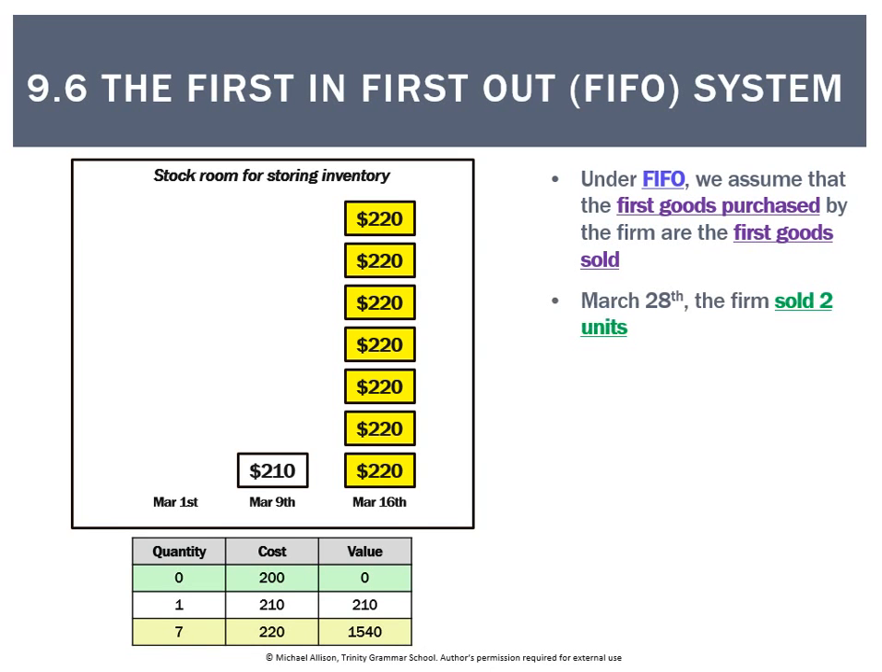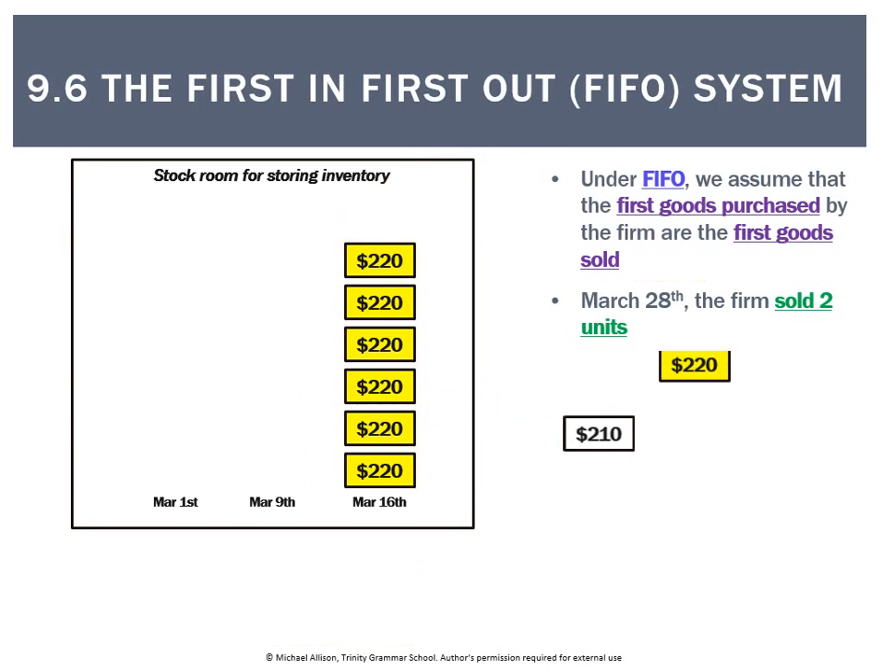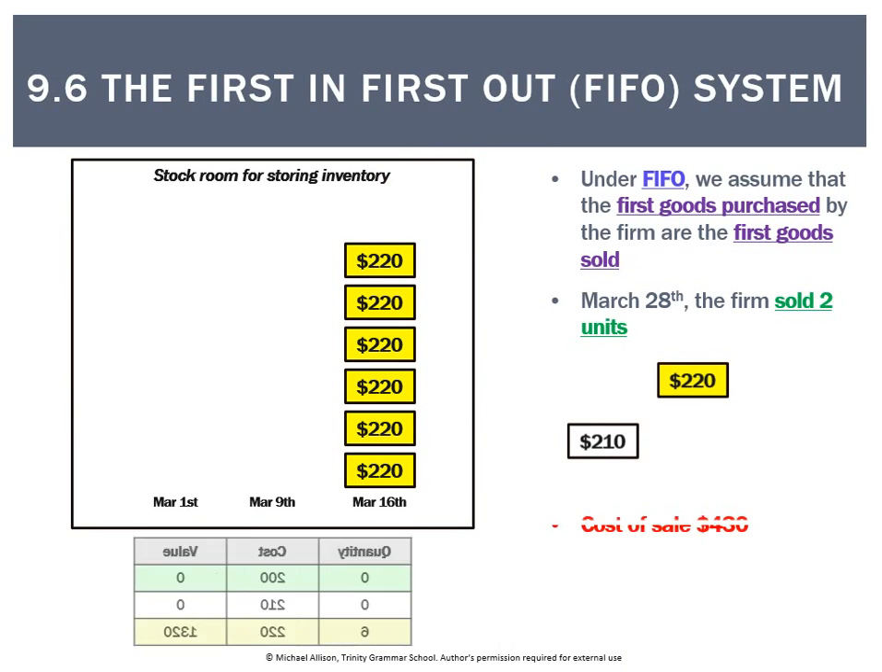So what about the next day if we sold another 2 units? Which 2 would they be? Well, we'll assume first in, first out. So that must be the last 210 and one of those $220 units for a cost of sale of $430. And we'll assume that that must leave only 6 units left at $220. Again, probably not accurate. The point is it doesn't matter. We're just going to assume that the first units in were the first units sold.